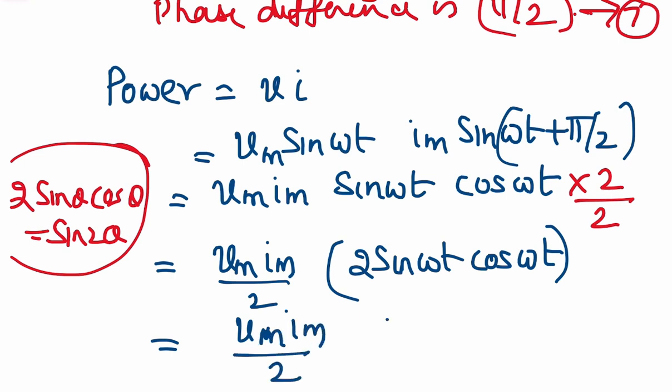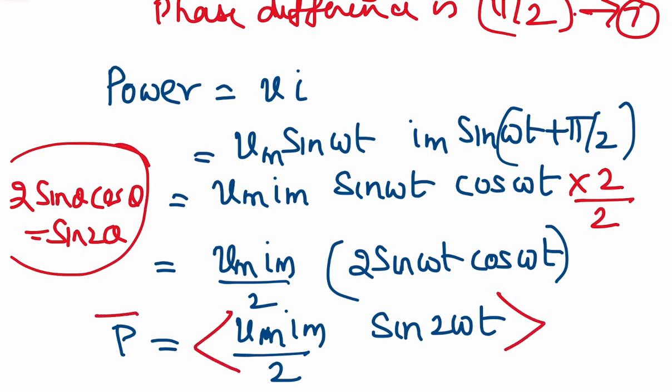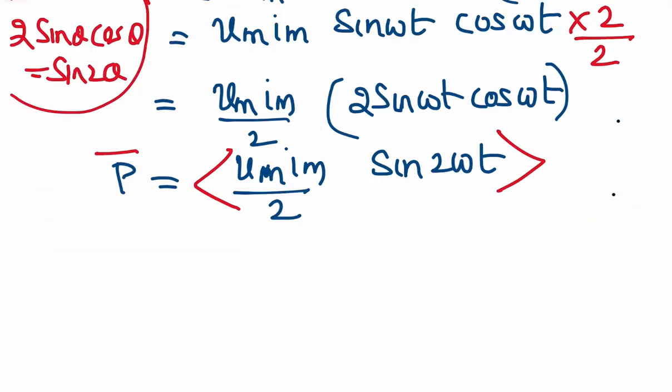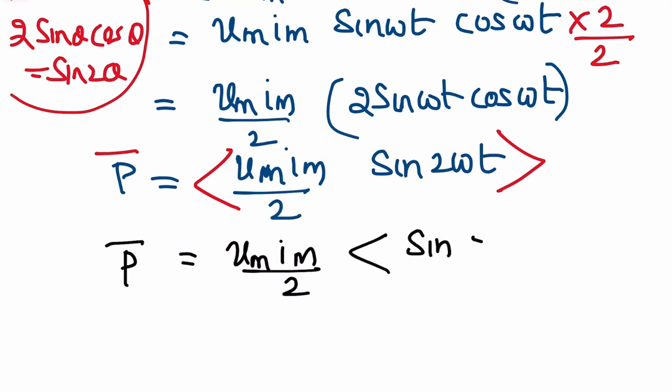Now average power means what? You keep a bar on the top, you put it in the triangular bracket. Once you keep it in the triangular bracket, you will get Vm Im by 2. You need not take the average of that constant, take it out. Vm Im by 2 within the triangular bracket sine 2 omega t. This is a sine function.